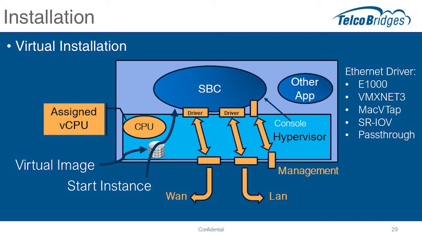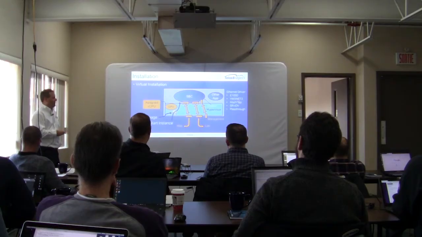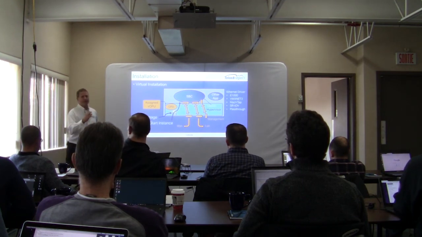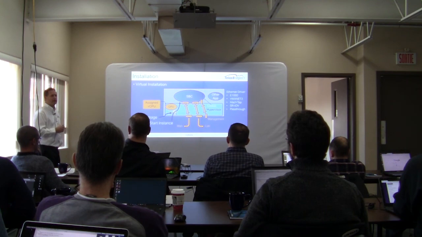The trick here is that your interfaces need to go through the hypervisor to reach the LAN 1, so these interfaces need to be pretty efficient. There are different ways to get to the LAN 1 interfaces. The default one, E1000, is fine for a smaller number of sessions, less than 5,000 sessions. VMXNET3 is more performant. I think you can do maybe 8,000 sessions or something like that, but it's still a virtualized type of interface.